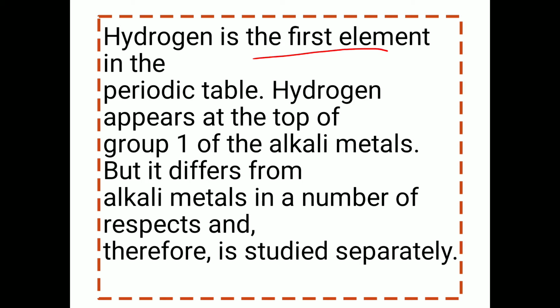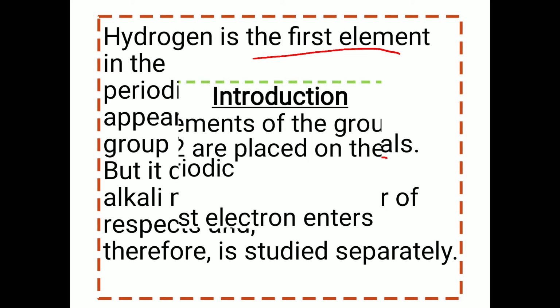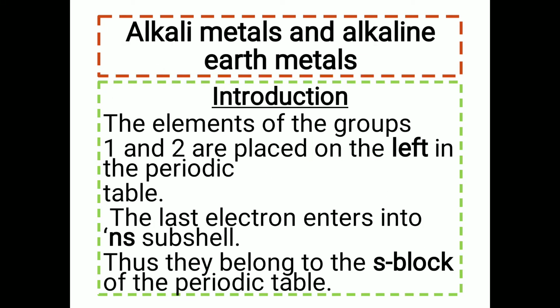Hydrogen is the first element in the periodic table. It appears at the top of the group of the alkali metals as its atomic number is 1, but it differs from the alkali metals in a number of respects, so it can be studied separately. Now we move towards the alkali metals and alkaline earth metals. Alkali metals means group 1 and alkaline earth metals means group 2.